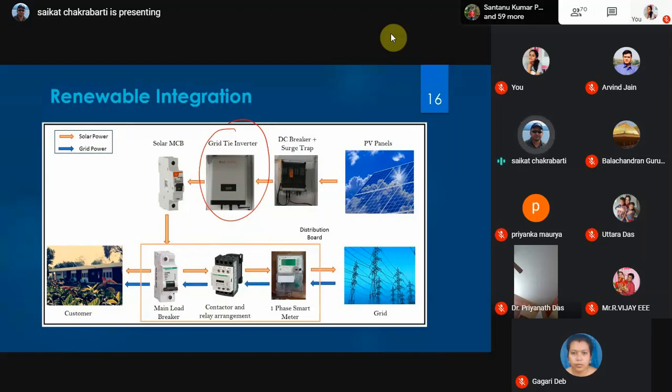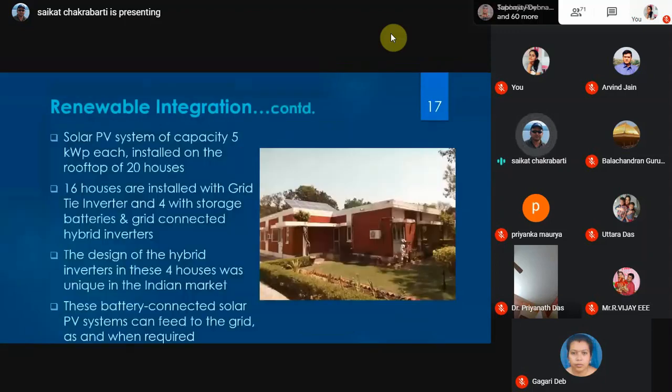The problem is that if the grid is not there, it doesn't get a reference. So somebody has to generate that reference. If you have a battery, then you can make the solar PV work even if the grid is not there. That kind of inverter we call a hybrid inverter. And we also have these hybrid inverters in 4 of the houses.